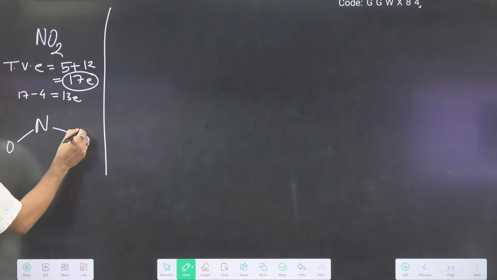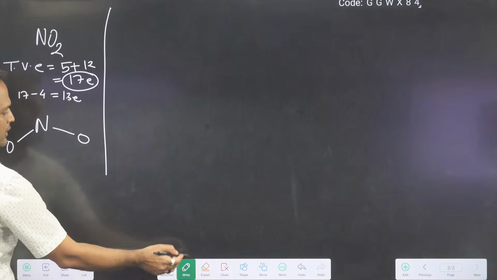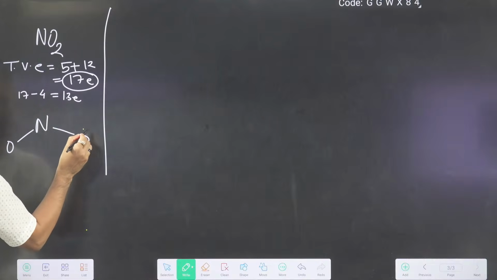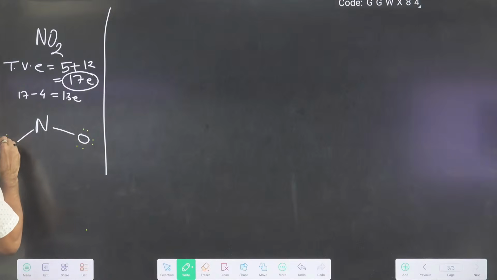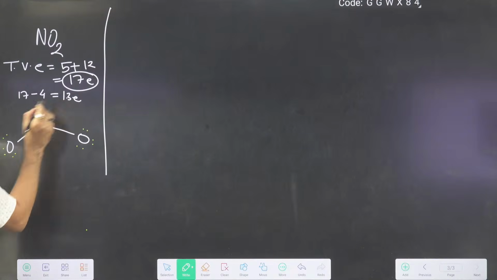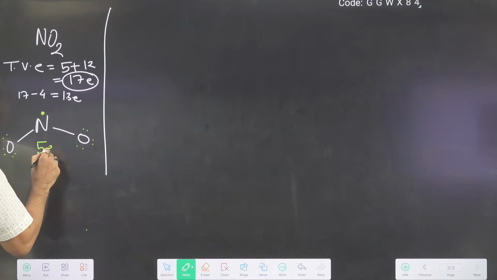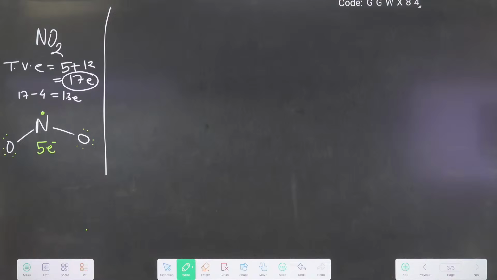Okay, so now I have to distribute these electrons on the terminal atoms to complete their octet. So I will give 6 here, 6 here. Still 1 left, so that 1 electron I will give on the central atom. So the central atom is having 1 unpaired electron, 1 odd electron. Done. Okay, now you see, how many valence electrons of the central atom? 5. 2, 2, 1.